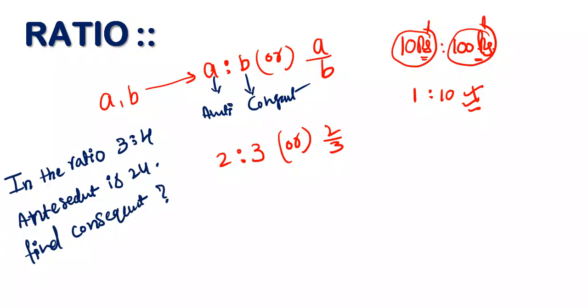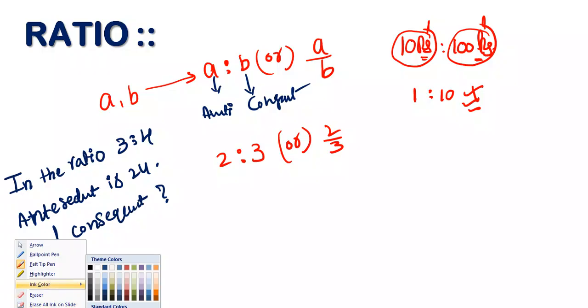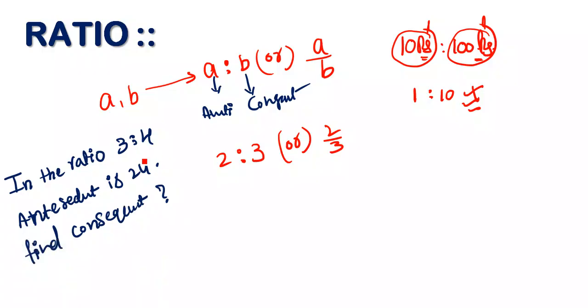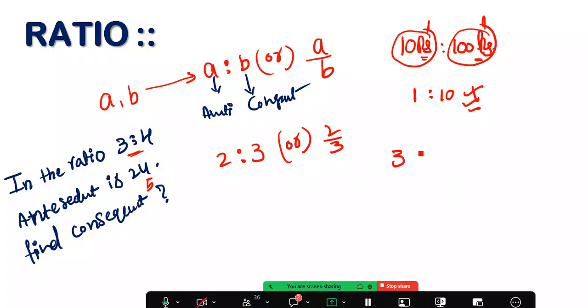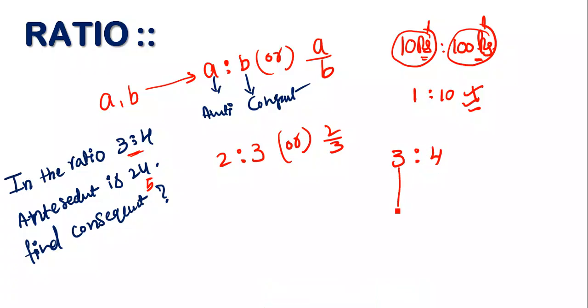For example, a question like this: in the ratio 3:4, the antecedent is 24. Find out the consequent. What is the meaning here? Find out the B value, guys. The A is to B ratio is how much? 3:4, guys. Antecedent means A, consequent means B. And A is how much? Here the antecedent is 24.